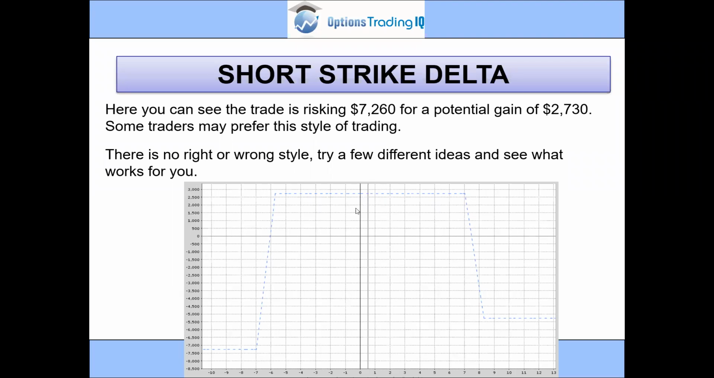Now, you're going to get into trouble a little bit quicker potentially if there's a big move. But you're also risking less capital, you're generating more premium, so maybe it works for some people. Maybe there's times when you do this style of trade and other times when you do a 10 delta trade.